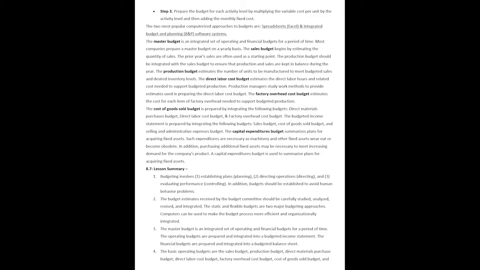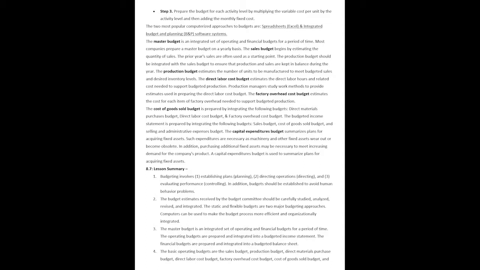The two most popular computerized approaches to budgets are spreadsheets, like Excel, and integrated budget and planning (B&P) software systems. The master budget is an integrated set of operating and financial budgets for a period of time. Most companies prepare a master budget on a yearly basis. The sales budget begins by estimating the quantity of sales. The prior year sales are often used as a starting point.